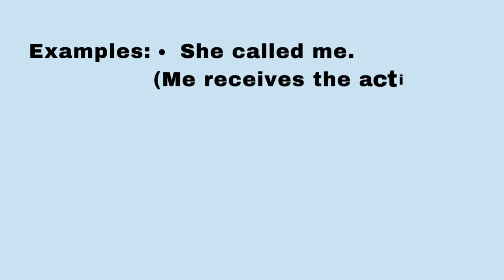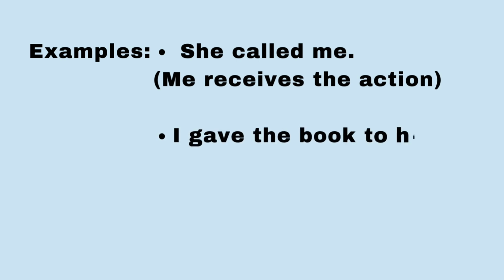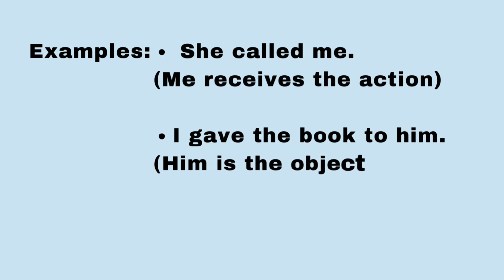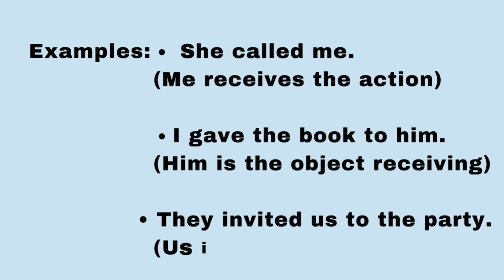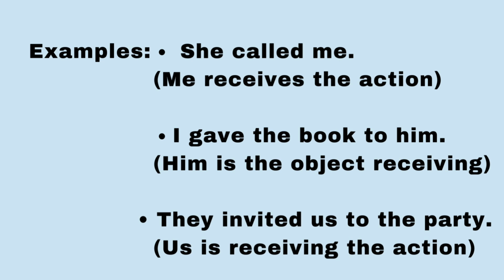Let's look at the example sentences for object pronouns. She called me. Here, me receives the action, called. I gave the book to him. Here, him is the object receiving the book. They invited us to the party. Here, us is receiving the action, invited.